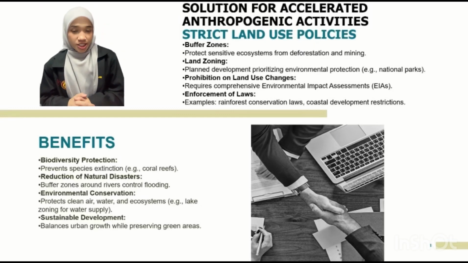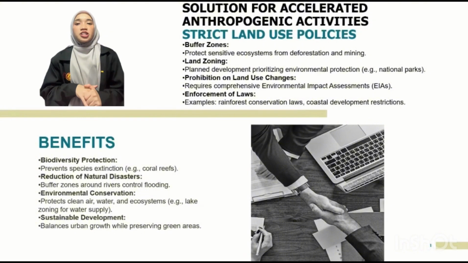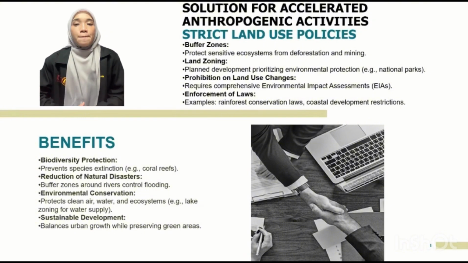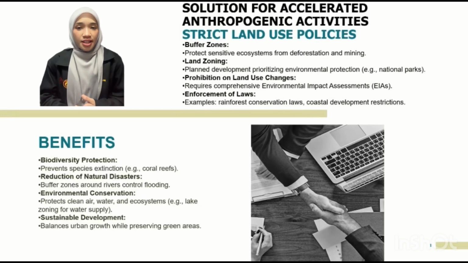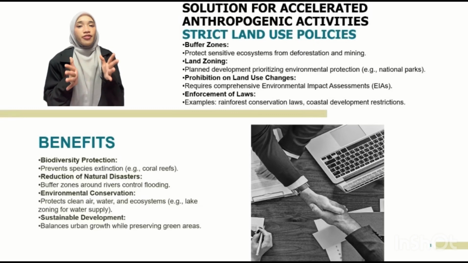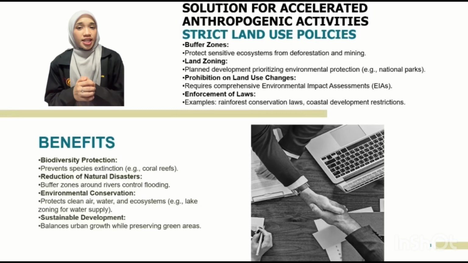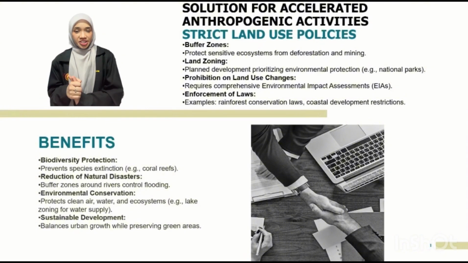In conclusion, strict land use policies are essential for addressing the impact of accelerated anthropogenic activities. Measures like buffer zones, land zoning, EIA, and enforcement help achieve a balance between development and environmental sustainability. So, let's act now. Promote sustainable planning and enforce policies that protect our planet for future generations.